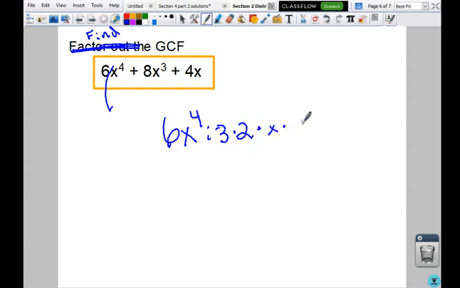Thanks for sharing, Luis. Yeah, that was really good. Alright, we got our first line up there for 6x to the 4th, 3 times 2, and then 4 x's. Pretty good.